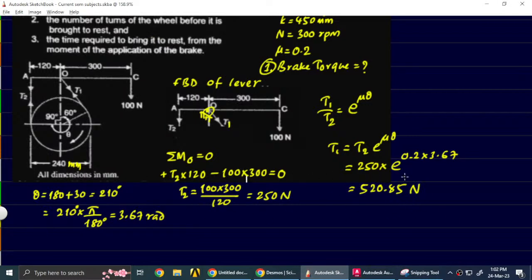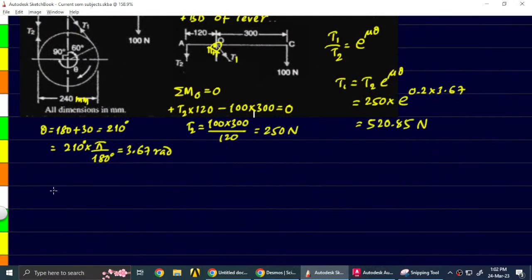So now that we know both T1 and T2 values, you can see T1 and T2 values are acting on the drum, and braking torque will be T1 minus T2, that being the force, multiplied with the radius. Okay, and so we know both the values.